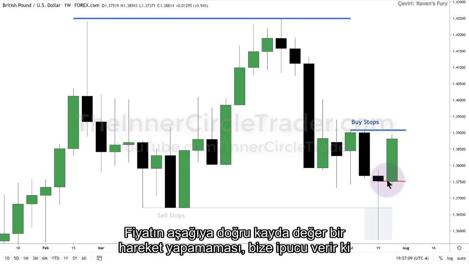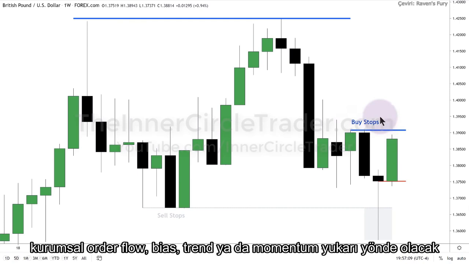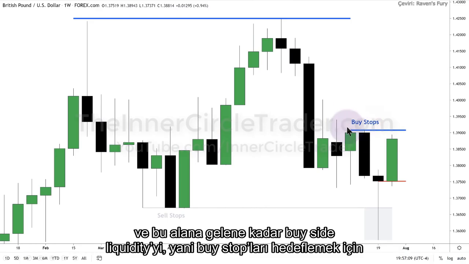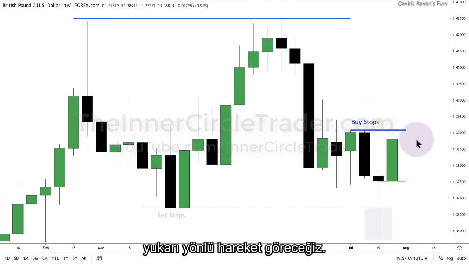So the inability for price to make a significant price run lower is the tip-off that we're going to see institutional order flow, or bias, or trend, or momentum to the upside until we get into this area right here for the purpose of attacking this buy side liquidity pool, for the buy stops.